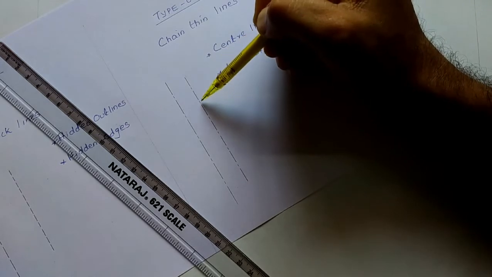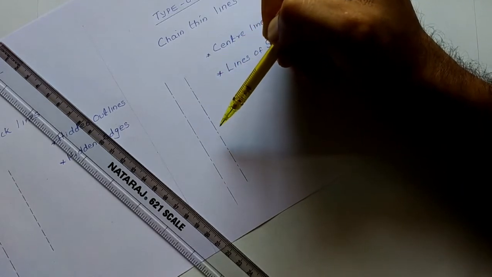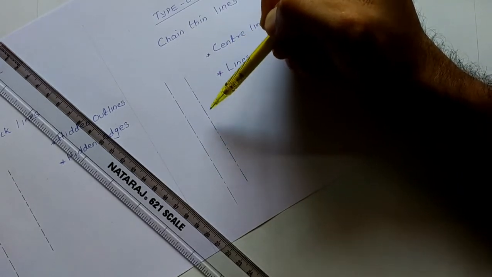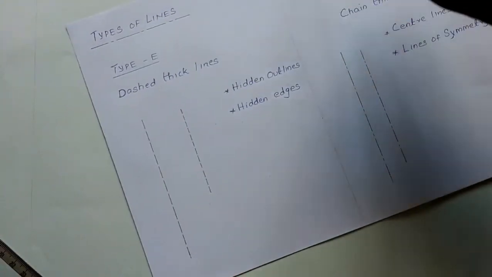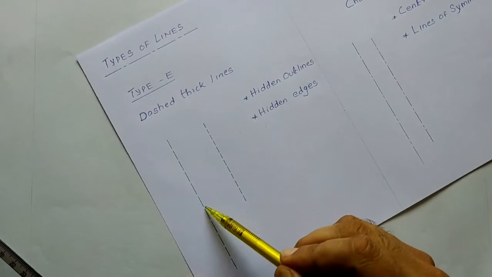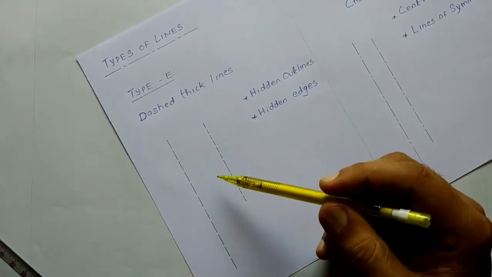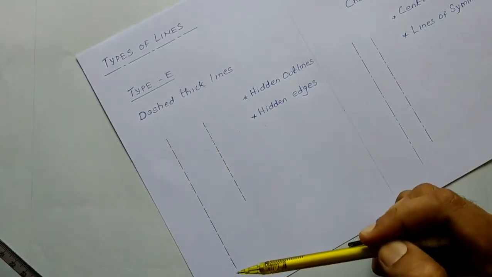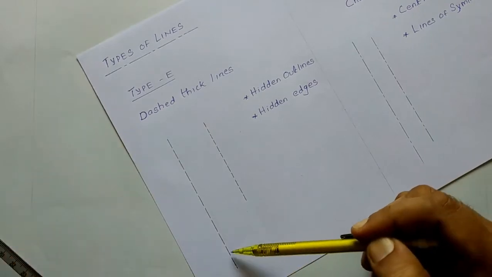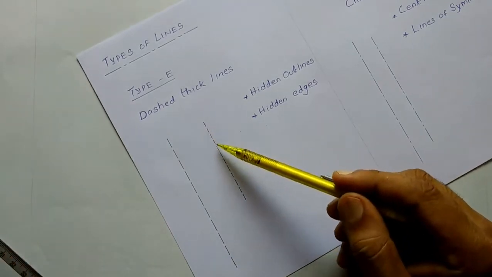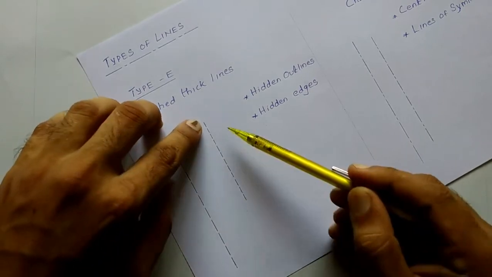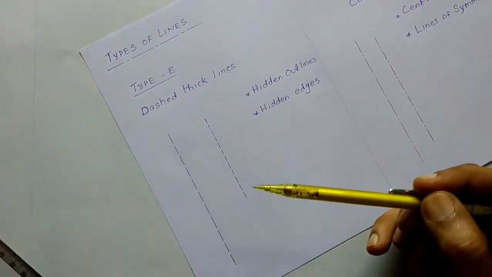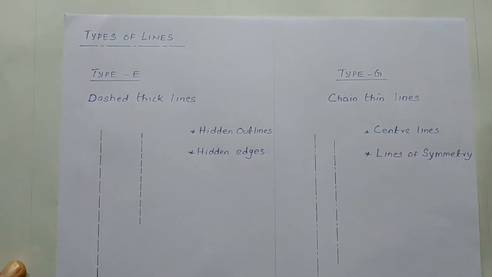And this small line, this one, and this one also must be of the same length. Okay, so here also I have drawn two dash thick lines. Depending upon the size of the diagram, if the diagram is bigger, you can use this much length, and if the diagram is smaller, you can use a smaller dash thick line. Smaller means these small lines will be shorter in their length. So this is about the different types of lines.